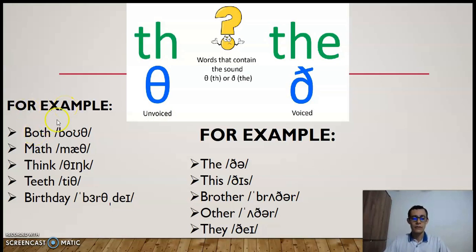Both, math, think, teeth, and birthday. And in the voiced sound, we have the, this, brother, other, they. Okay, this is the phoneme, this is the word, and this is the grapheme. These are some graphemes which we will have in our last slide as well to explain something about it.